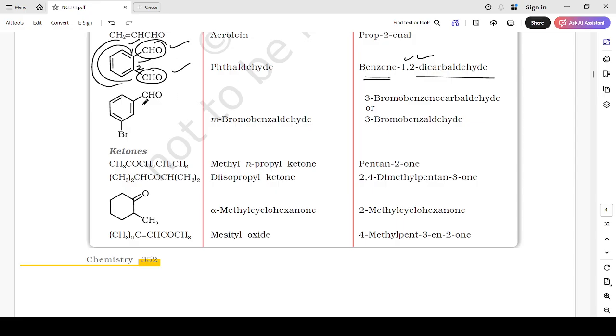Next one. I'm having only one aldehyde, so definitely you can use the term benzaldehyde itself, nothing wrong. It's not necessary you should use carbaldehyde, benzaldehyde is also fine. 1, 2, 3. 3-bromobenzaldehyde. 1, 2, 3, 4, 5. It's a pentane. The second position I have one. Pentan-2-one.